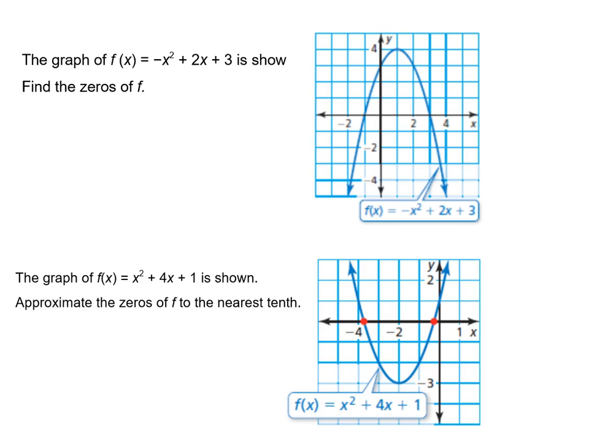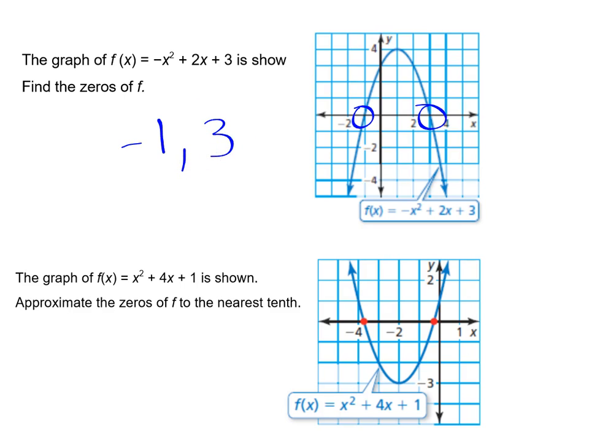Sometimes you're going to be given the graph, and when we look at this, it says find the zeros. So the zeros for the function are the x-intercepts for the graph, and we see this one is hitting at -1 and at +3, so those are the zeros.